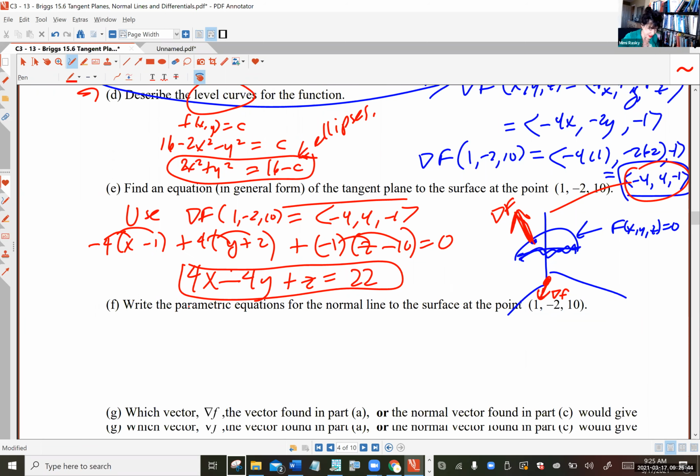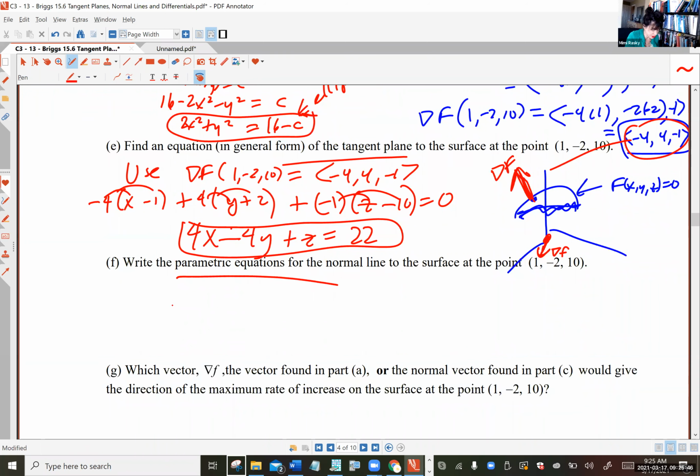And then finally, well, second to finally, get parametric equations for the normal line. So you know the drill. The big del F is your direction vector.